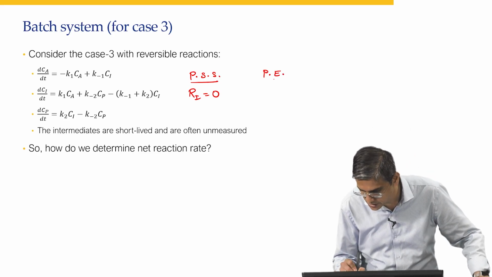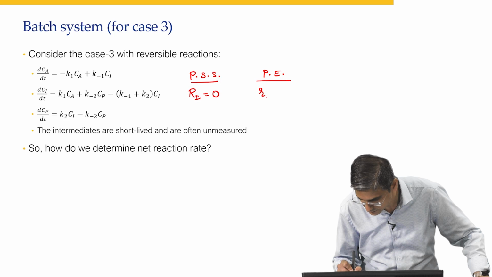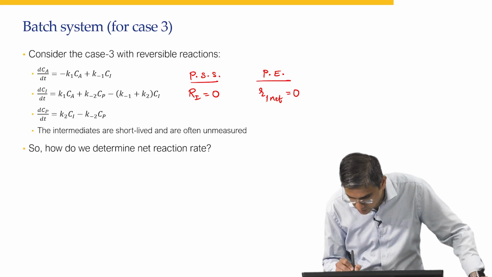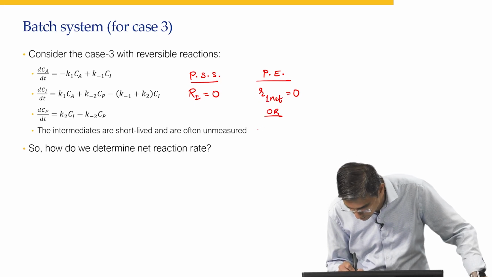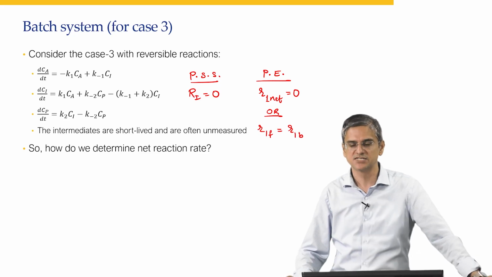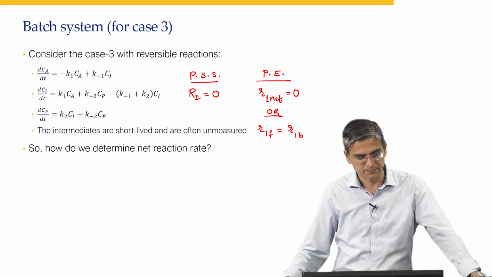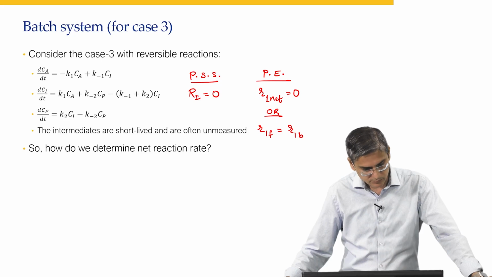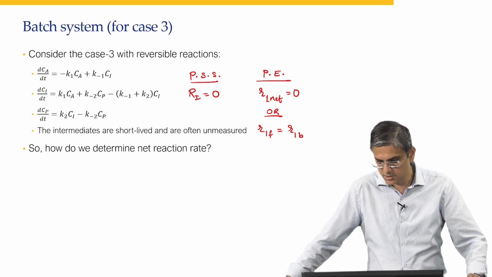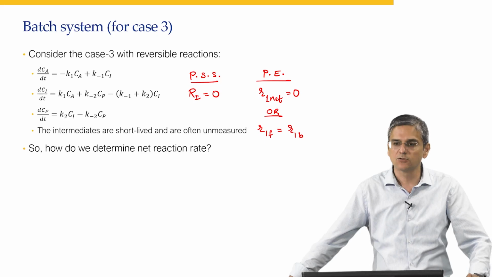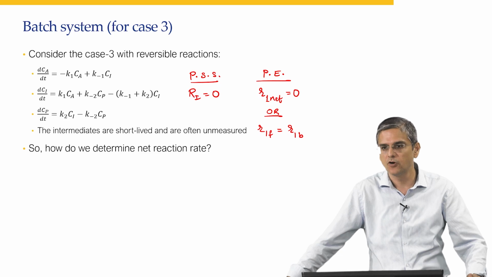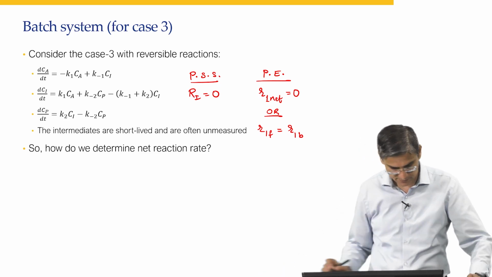Partial equilibrium assumption is R1 net equal to 0, or okay, by the way, again it is also possible that the second reaction is under partial equilibrium and not the first one, very much so. Okay. So, now let us say that R1 is under partial equilibrium. If R1 is under partial equilibrium, what will be the value of Ci? Okay.